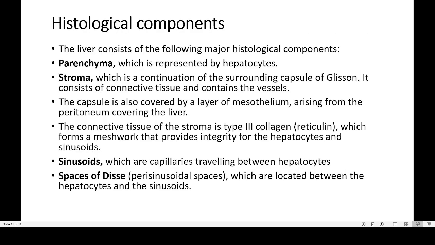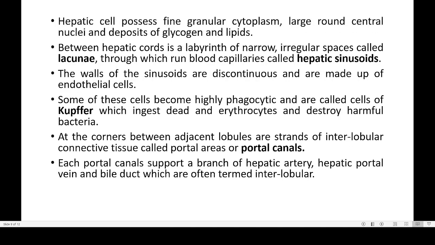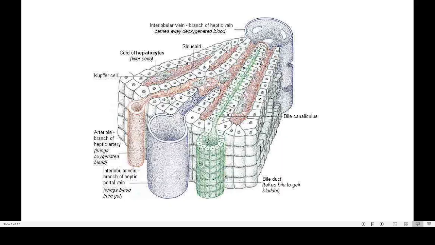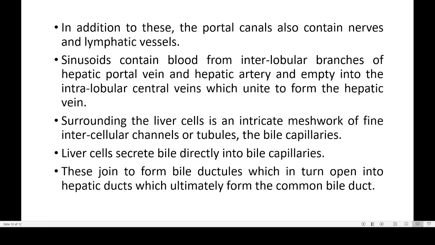So this is another portion. So stroma is a continuation of the surrounding capsule of Glisson. Then another area is sinusoids, which are capillaries traveling between hepatocytes. Here you can find this red colored portion. That red colored portion is known by the name sinusoid. Sinu means blood, so sinusoid means blood-filled cavity. So in the liver there are certain blood-filled cavities known by the name sinusoid. They are normally present between the liver cells. So this is an idea of how liver cells are arranged.